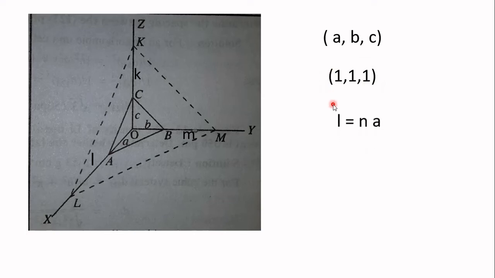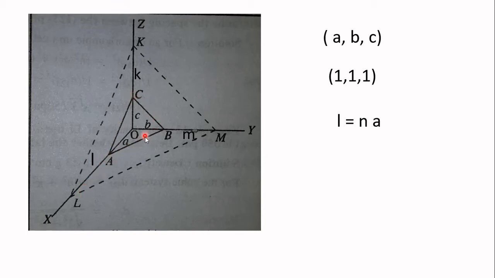So let me take one more example here. I am considering a plane that is represented as KLM. So it cuts the x axis at the point L, it cuts the y axis at the point M, it cuts the z axis at the point K. Let the intercept of this plane along the x axis be a small l, along the y axis be a small m, along the z axis be a small k. So the intercept of this plane KLM is related to the intercept of the unit plane ABC.